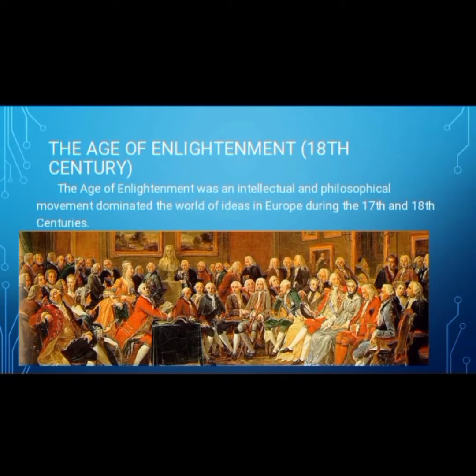Next is the Age of Enlightenment in the 18th century. The Age of Enlightenment was the intellectual and philosophical movement that dominated the world of ideas in Europe during the 17th and 18th centuries. These pictures below are of the thinkers who were involved with the Enlightenment in the 18th century. The Enlightenment, also known as the Age of Reason, was an intellectual and cultural movement in the 18th century that emphasized reason over superstition and science over blind faith. The effect of this is it encouraged criticism of the corruption of monarchy.